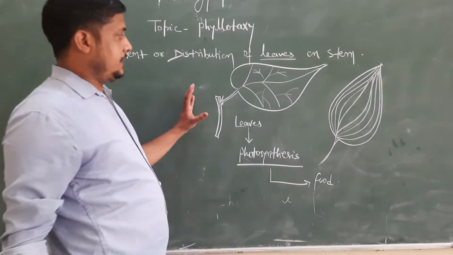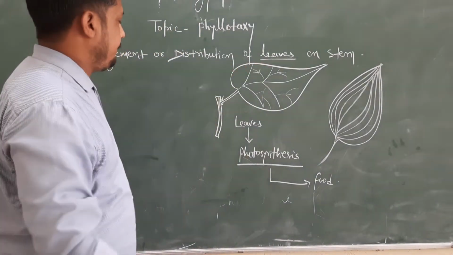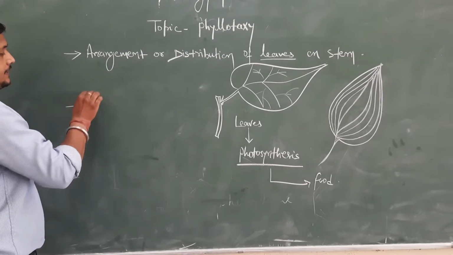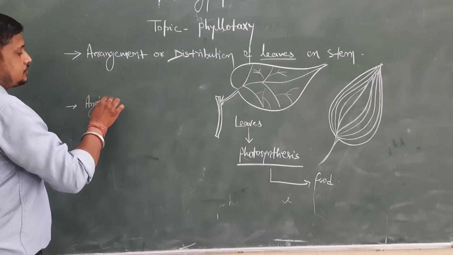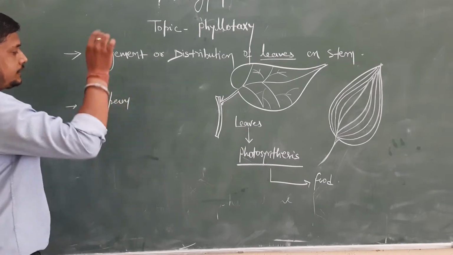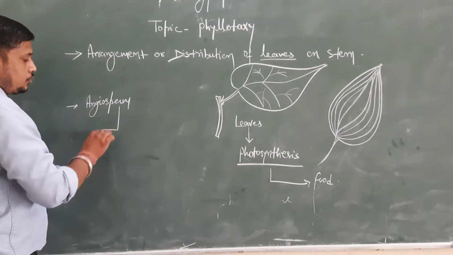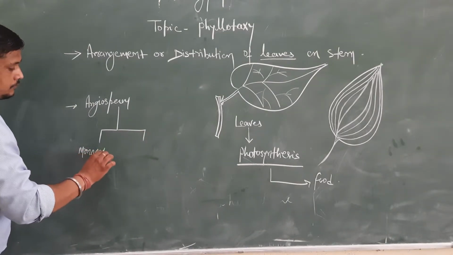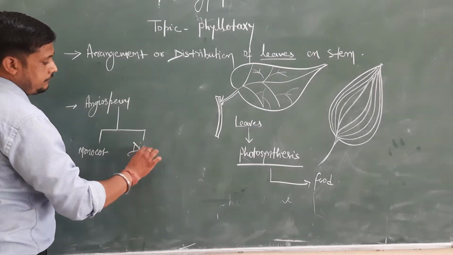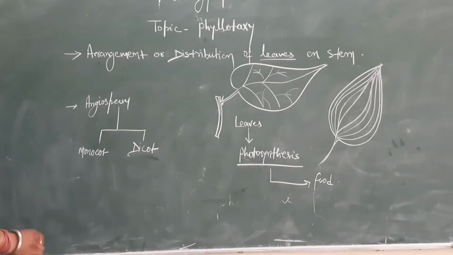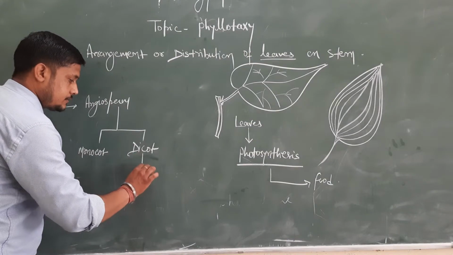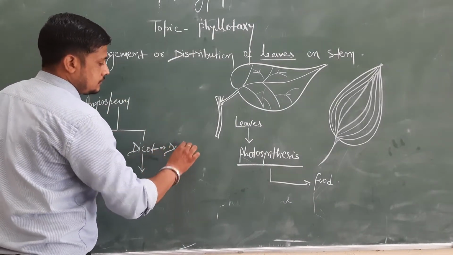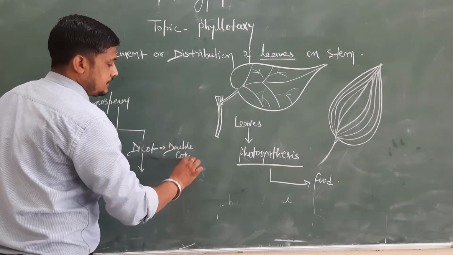Suppose that I have taken the leaves. Basically, if we divide the leaves into two types, suppose I am taking the flowering plant, that is called angiosperm. So angiosperm plants are divided into two types. One will be the monocot and the other will be the dicot. Dicot means having double cotyledons.